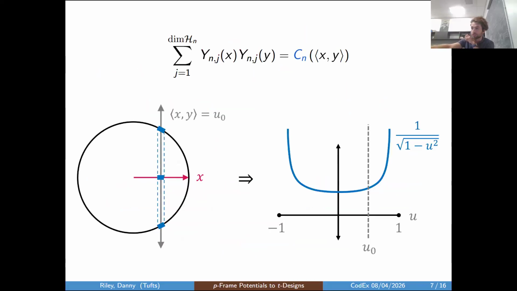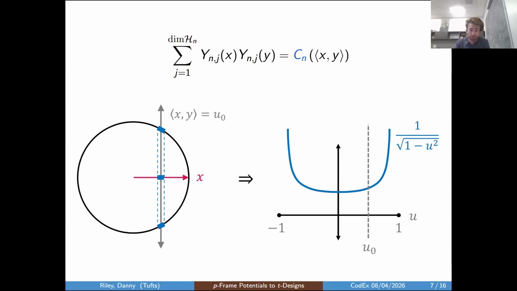Okay, so that's just the equation that I have up at the top. And if these Y_{n,j} are spherical harmonics, they're an orthonormal basis for continuous functions on the unit sphere. What are they orthonormal with respect to? They're orthonormal with respect to the uniform measure. So what I've drawn on the left-hand side here is, at least for dimension d equals 2, the unit sphere, or the unit circle because we're at d equals 2. If I fix a direction x, what I want to do is try to project the uniform measure of the circle to some measure on the interval -1 to 1.